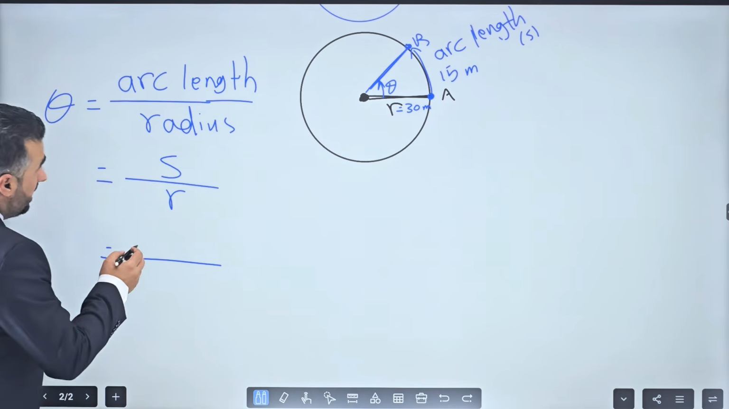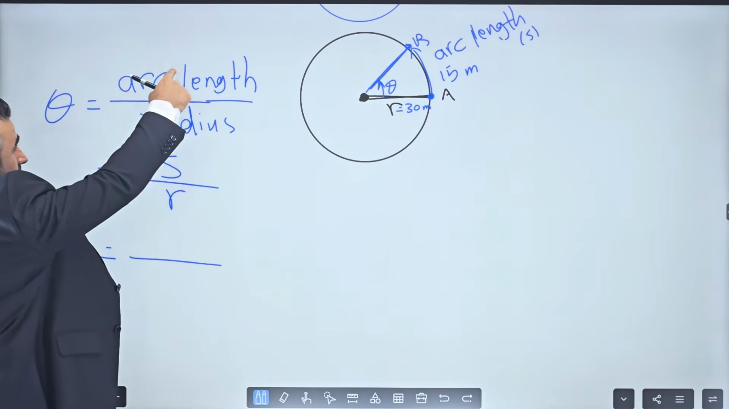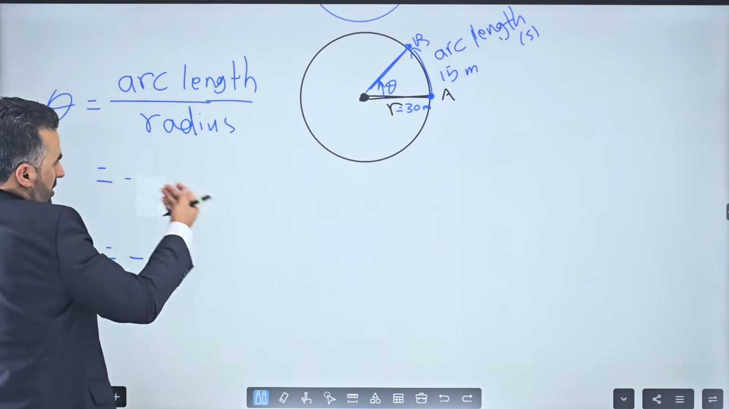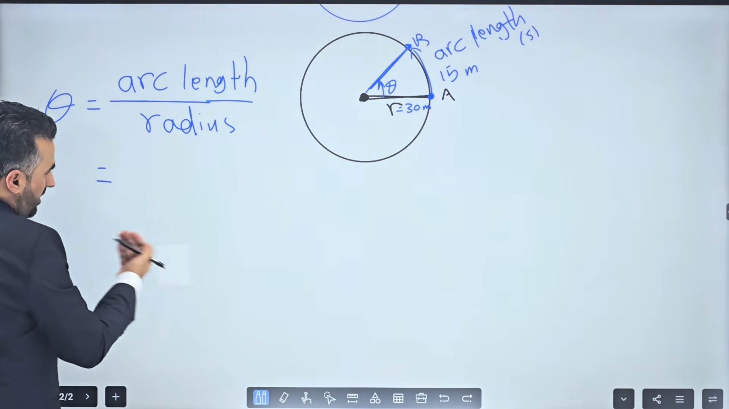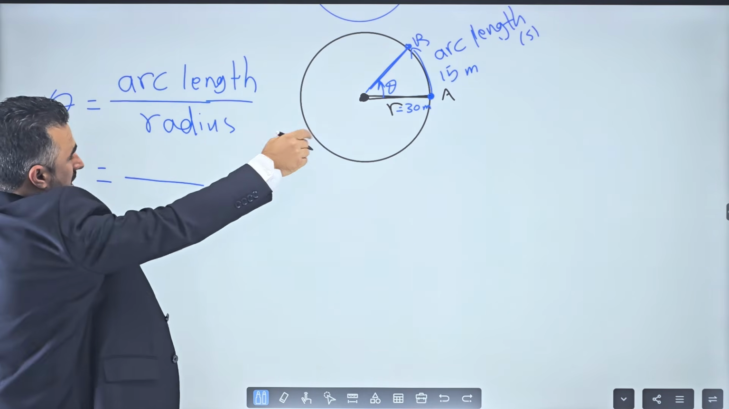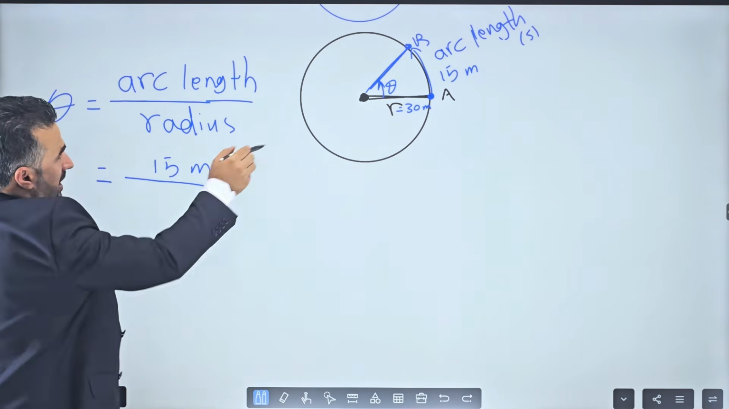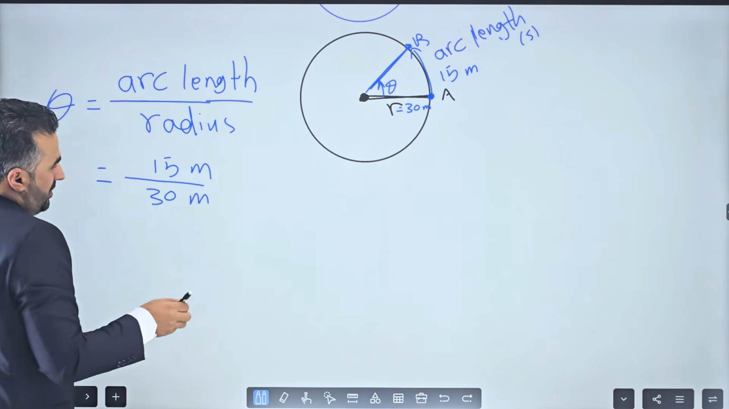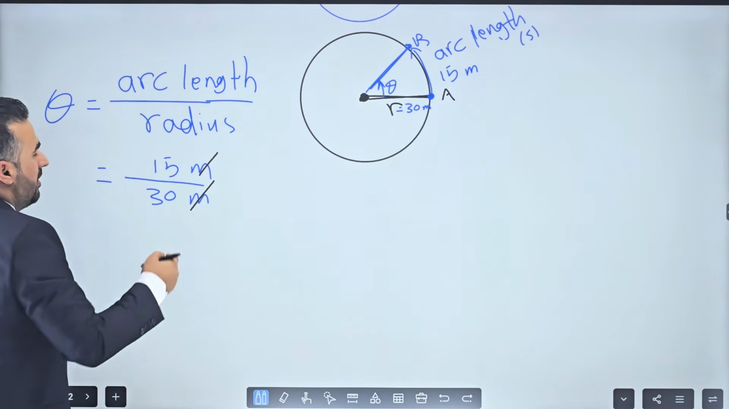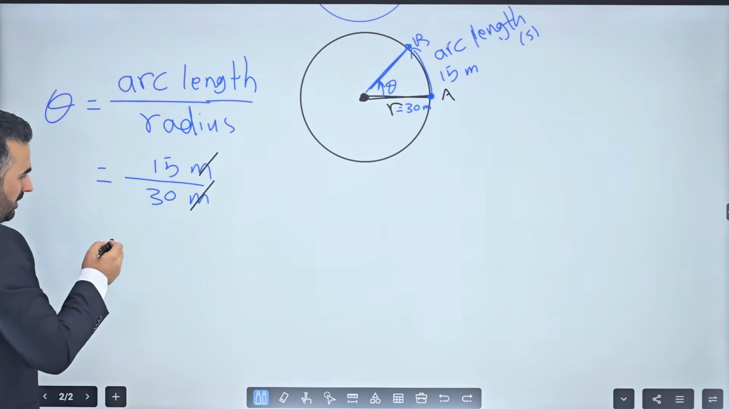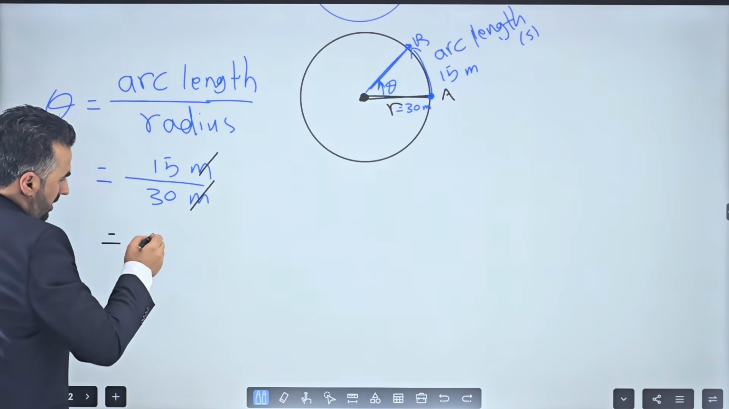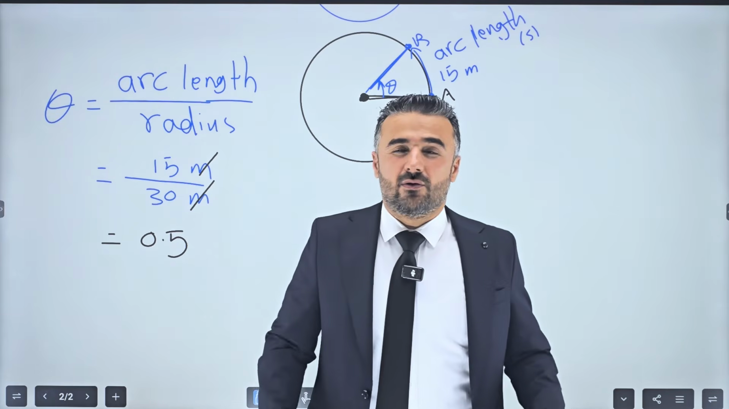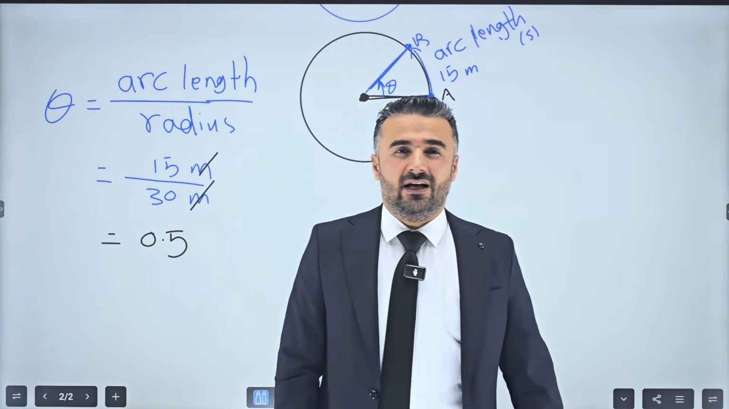In this case, of course, theta is the arc length divided by the radius, that is, the letter S divided by R. Let me erase this and write the numbers here. The arc length covered by the object is 15 meters, and the radius of the circle is 30 meters. Clearly, meter and meter cancel out. 15 divided by 30 is equal to 0.5. But 0.5 what? There's no unit left to mention here.